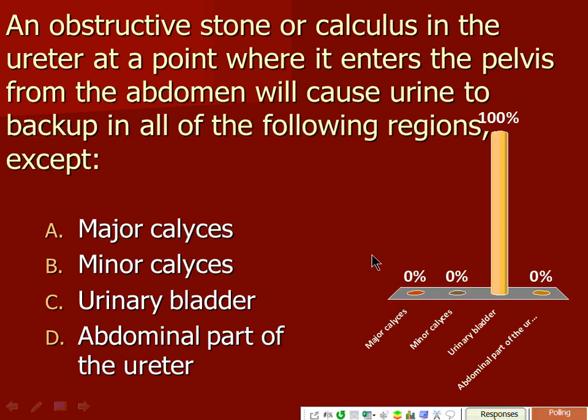Very good. Yes, so everything above will back up. The abdominal part of the ureter will be blocked. The urine will go up, minor, major calyces, but it hasn't yet come into the bladder because the block is before the bladder. So the urinary bladder will not be affected. Good.